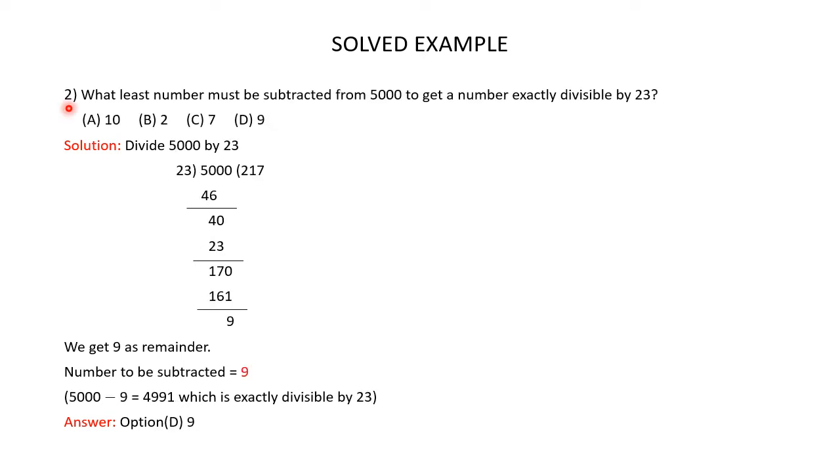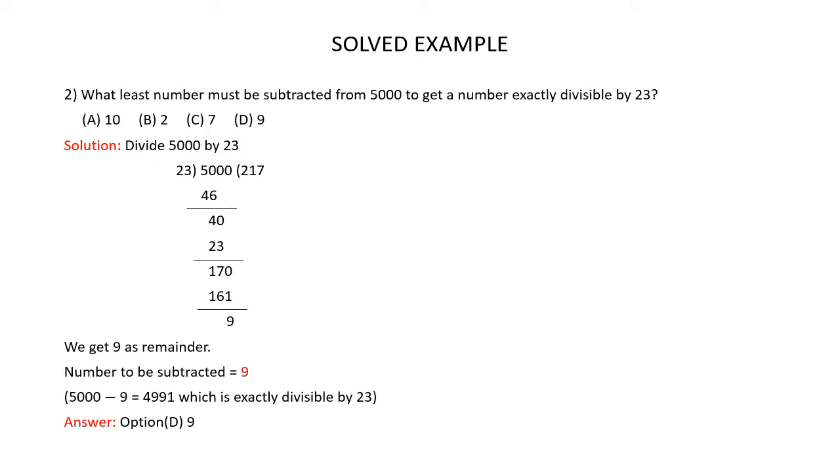Question 2. What least number must be subtracted from 5000 to get a number exactly divisible by 23? You are asked to find the least number that must be subtracted from 5000 to make it exactly divisible by 23. You are given 4 answer options. You have to find the correct option, which when subtracted from 5000 makes it exactly divisible by 23. So first divide 5000 by 23.